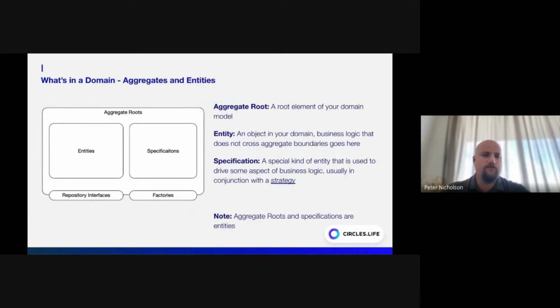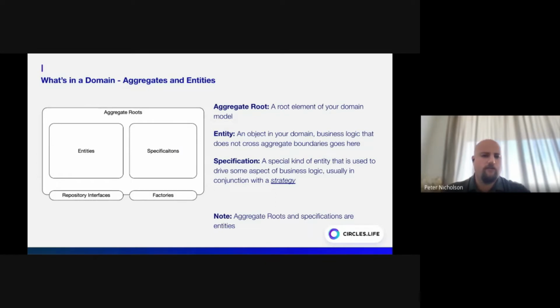We have an aggregate root that is the root element of a domain model. We'll see that there will be multiple aggregate roots and go over the rules with them shortly. An entity is an object in your domain. Business logic that does not cross aggregate boundaries goes into that entity. And then specifications are a special kind of entity that's used to drive some aspect of business logic, usually in conjunction with a strategy. And just an important note that aggregate roots and specifications are entities themselves. They're just special kinds that have their own rules around them.